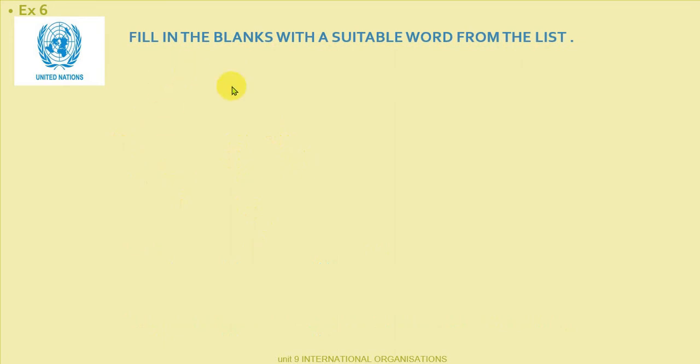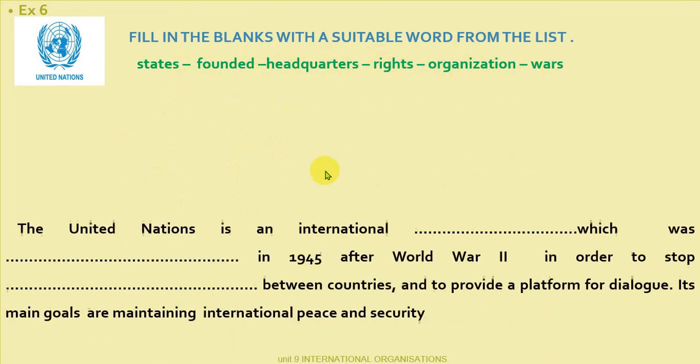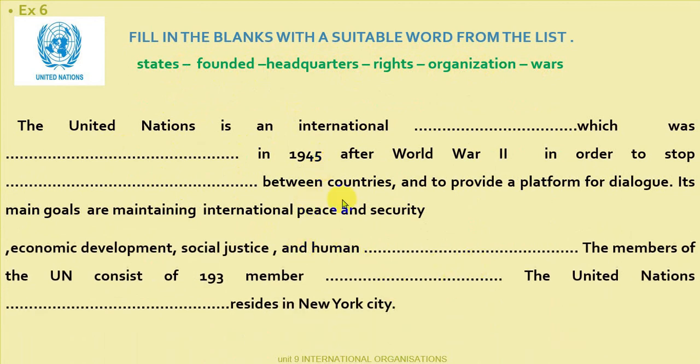I think another exercise, it's number 6, and this time you will have some information about the United Nations. So fill in the blanks with a suitable word from the list. States, founded, headquarters, rights, organization, was. You don't understand some words here? Don't worry. When you finish this exercise, you will understand what is headquarters, or what is war, or what is a state. I am sure you know some of these words here. Fine.